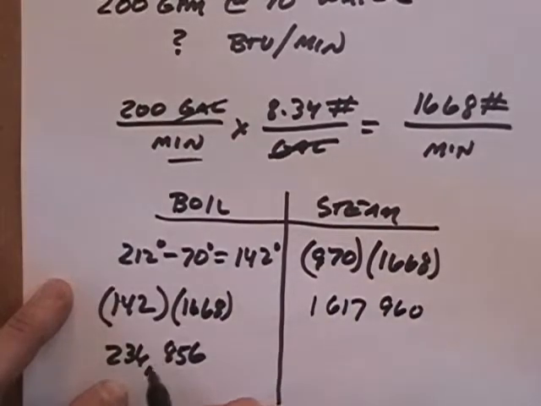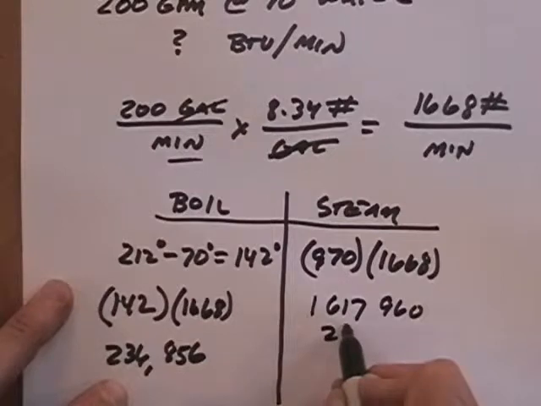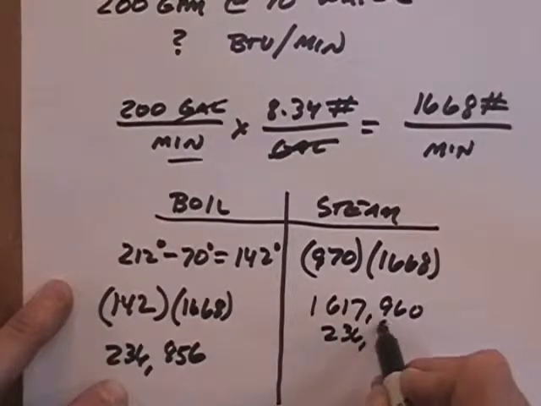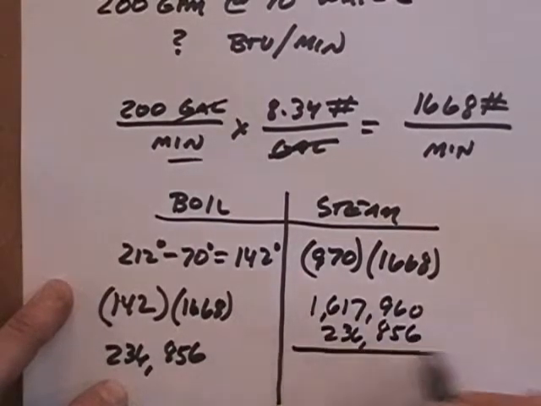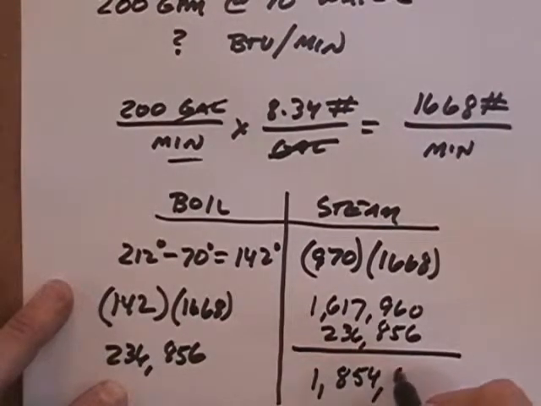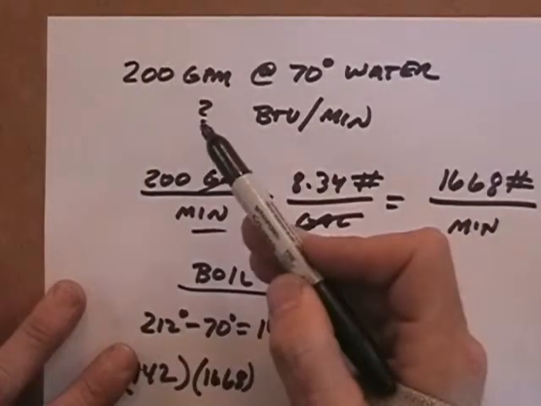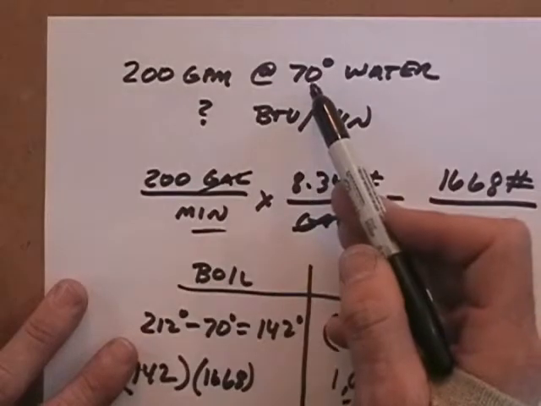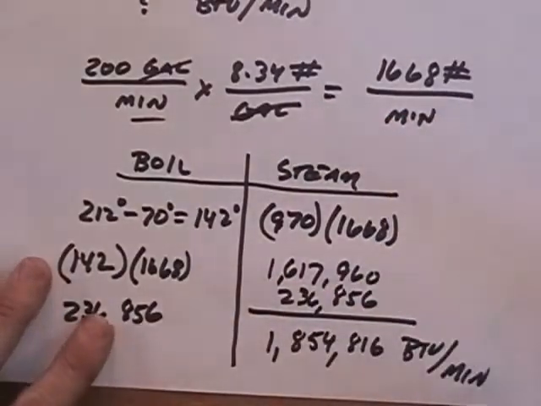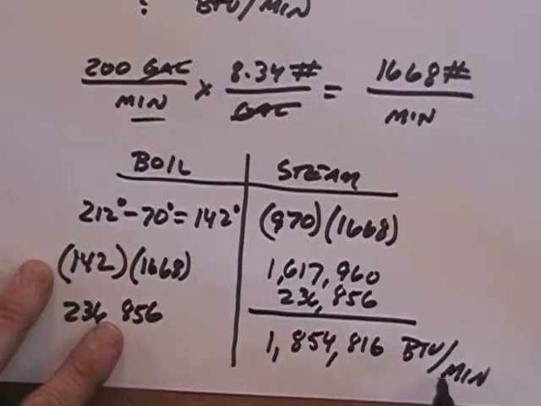1,617,960. We're going to add this, our steam number, with our boil number of 236,856. And when we add those together, we're going to come up with a grand total of 1,854,816 BTUs per minute. So our hose line flowing 200 gallons per minute at 70 degrees is actually going to absorb 1.8 million BTUs every minute.